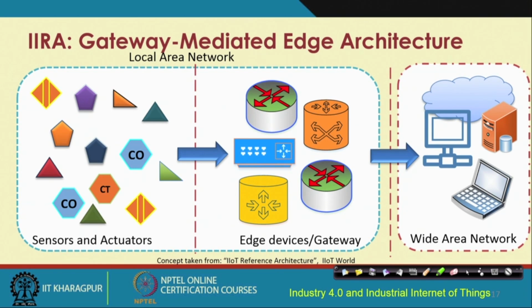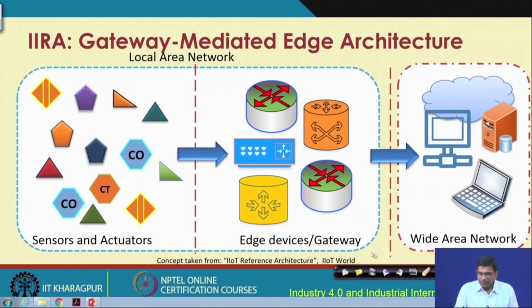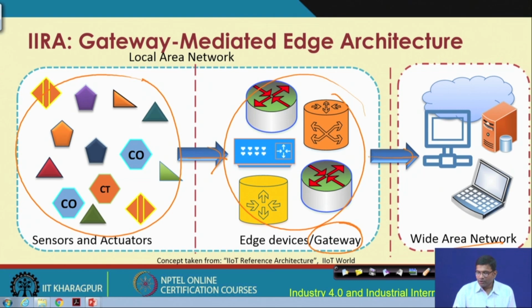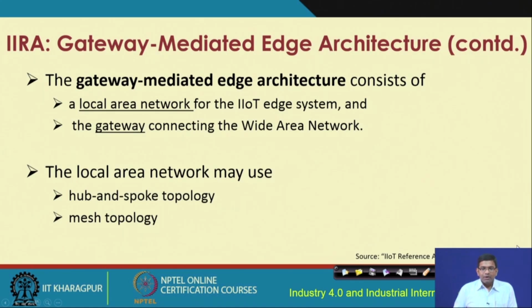The next type of architecture is the gateway-mediated edge architecture. Here we are talking about the incorporation of the gateway concept. We have all these different sensors and actuators. These sensors and actuators generate a lot of data, and through the different gateway devices, the data are sent to the wide area network for further dissemination of information. Like the previous architecture, here again let us go through each of the architectural components of the gateway-mediated edge architecture in further detail.